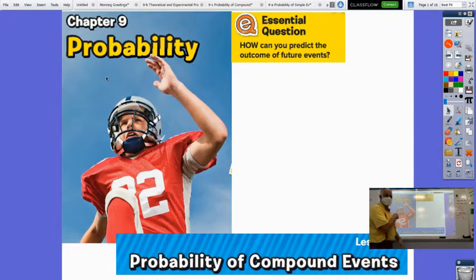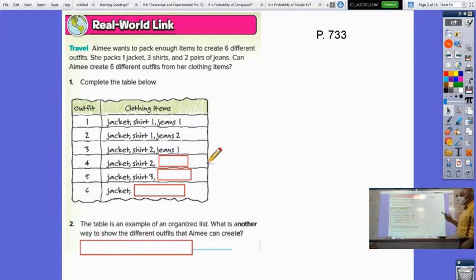Compound events are more than one thing. Okay? More than one event. And so figuring out all of the different possibilities when there's more than one thing happening is part of the challenge for compound events, for multiple things.